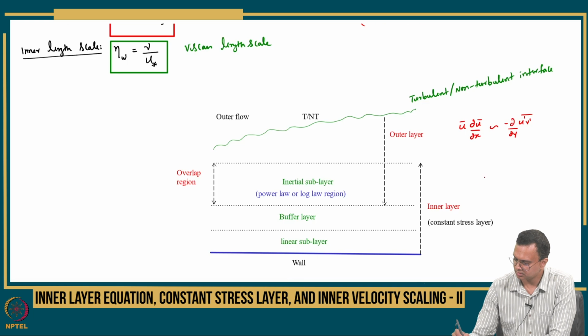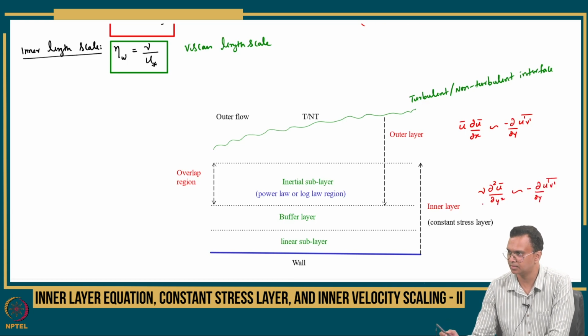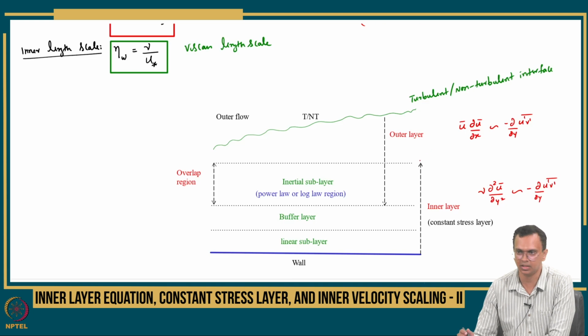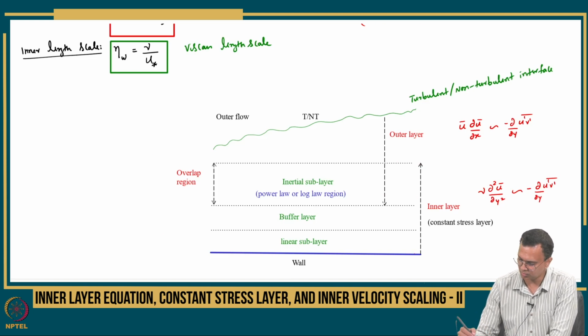So I have the viscous term, nu dou square u bar by dou y square, and the turbulent term involving u prime v prime. That's in the inner layer. But there is a zone where both the viscous and the turbulent effects are there. The viscous effects of course diminish as you go away from the wall. So there is a zone above which viscous effects are minimal, and only inertial effects prevail.